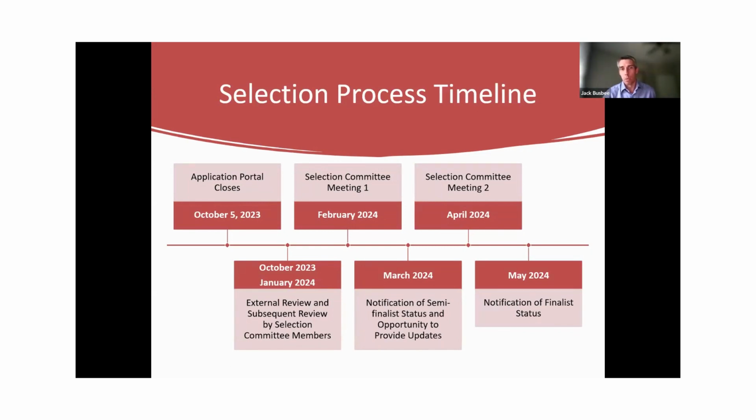Reviews are then sent to our selection committee. Several members of the committee will read your application and present an overview of the review and of the external reviewers during a meeting held in February of 2024. In March, we will notify you if you are moving to the semifinalist stage. If a semifinalist, we will ask you to submit an update to our committee regarding your proposal, timeline, and budget. We then hold a second selection committee meeting in April, where we will select 35 finalists. We will then update you on your status in May. The fellowship begins July of 2024.